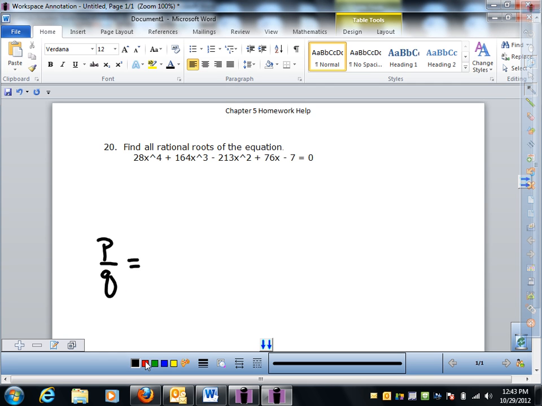Well, what we look at is two particular parts of this equation. The first is the constant P. And in this case, that's the -7. And what we want to list are all the factors that when I multiply together will give me -7. And there's only two combinations that I can think of. One is I could take +1 times -7. Or the other possibility is I could take -1 times +7.